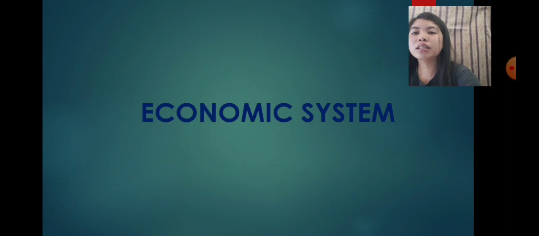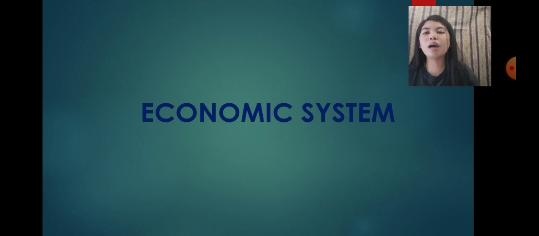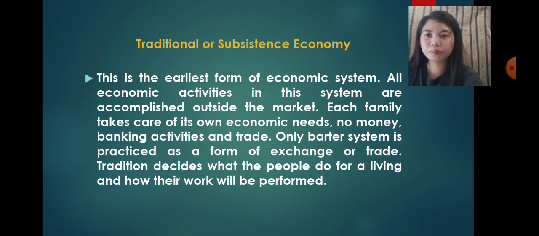So next is the economic system. We will talk about the economic system. First is the traditional or subsistence economy. This is the earliest form of economic system. All economic activities in the system are accomplished outside the market. Each family takes care of its own economic needs. No money, banking activities, and trade. Only the barter system is practiced as a form of exchange or trade.